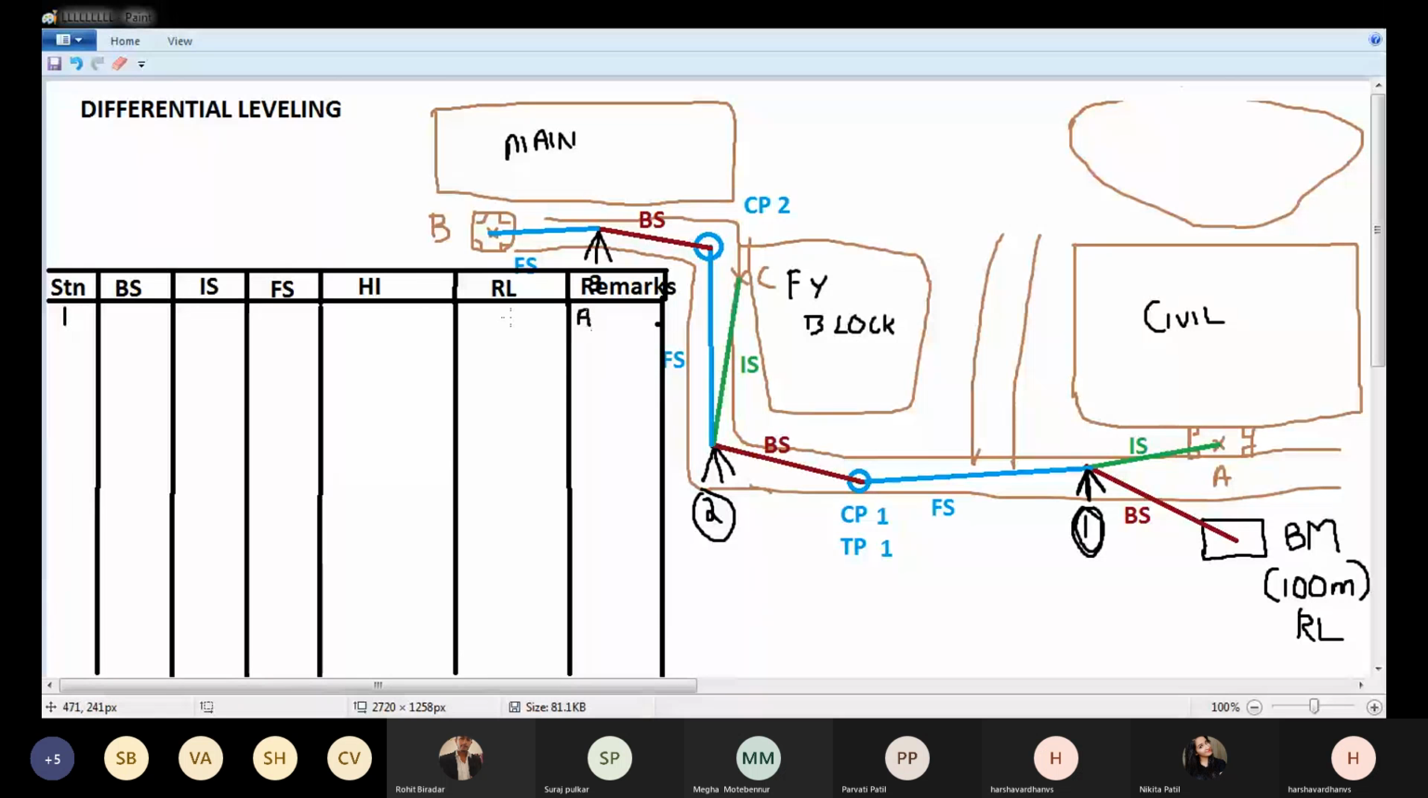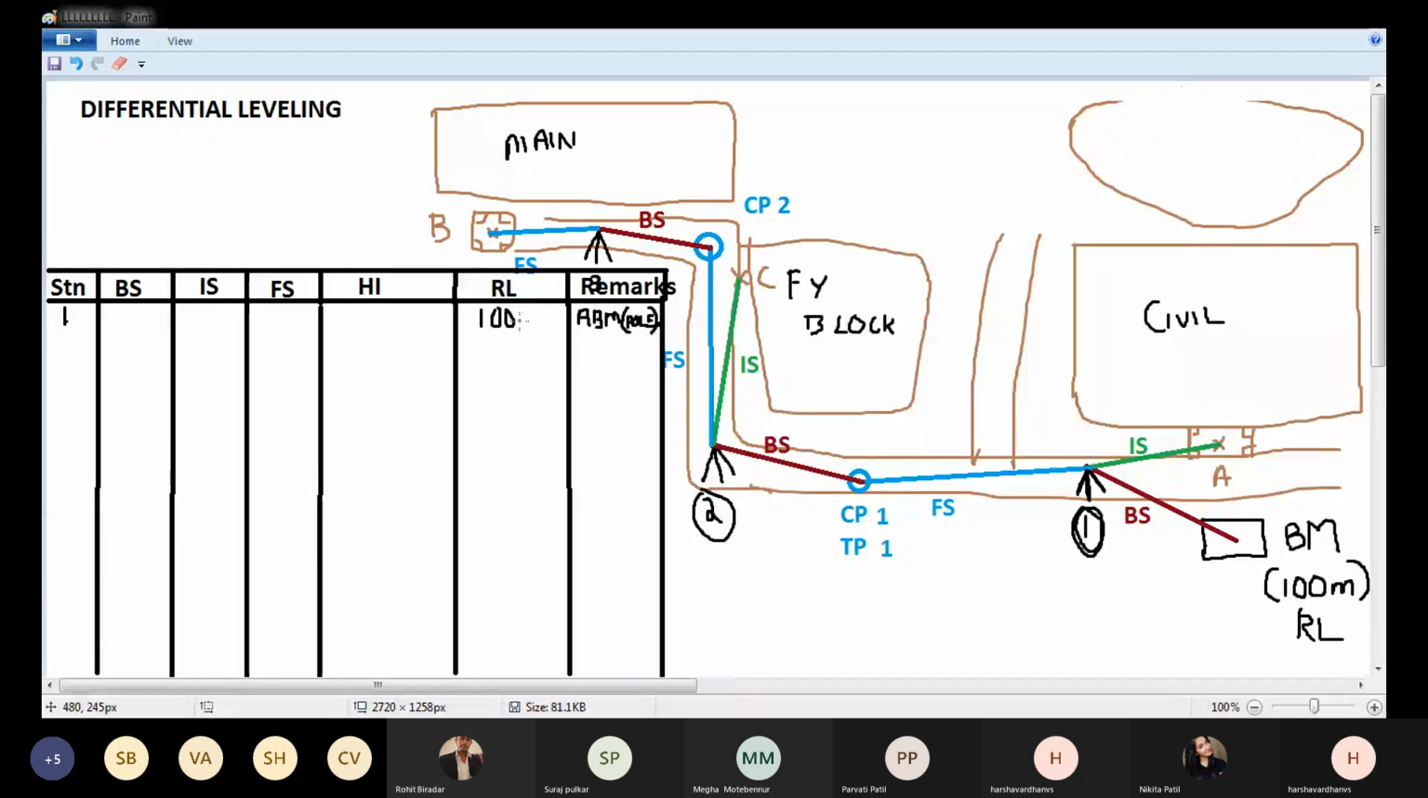This is my tabulation. First column is station, second column is backside, third column is intermediate side, fourth column is foresight, fifth column is HI, height of instrument, and next column is RL, or elevation, and the last column is remarks. So in remarks, I'll write arbitrary benchmark, and in bracket I can write flag pole. So this is my first station, and I have assumed its RL as 100 meters.